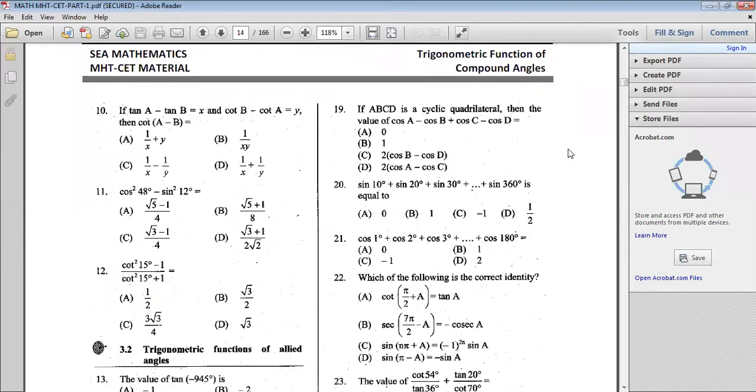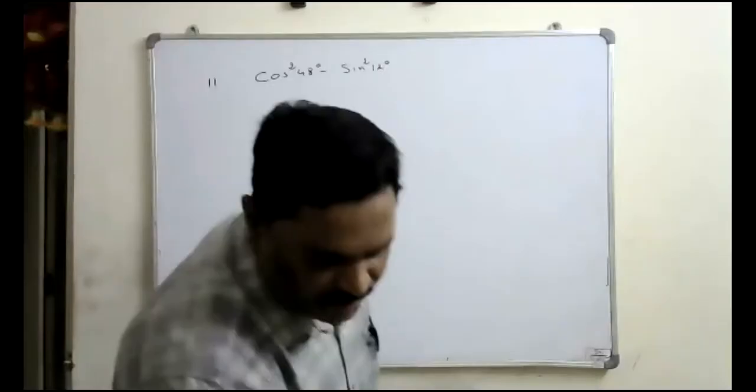So open the page number 14 in our material. Now look at the problem number 11. So we have to find cos square 48 degree minus sin square 12 degree.